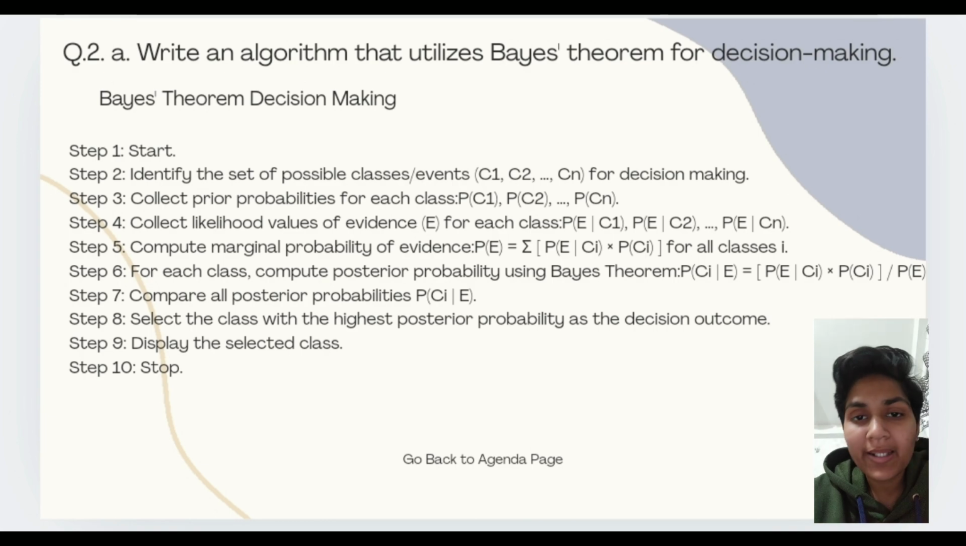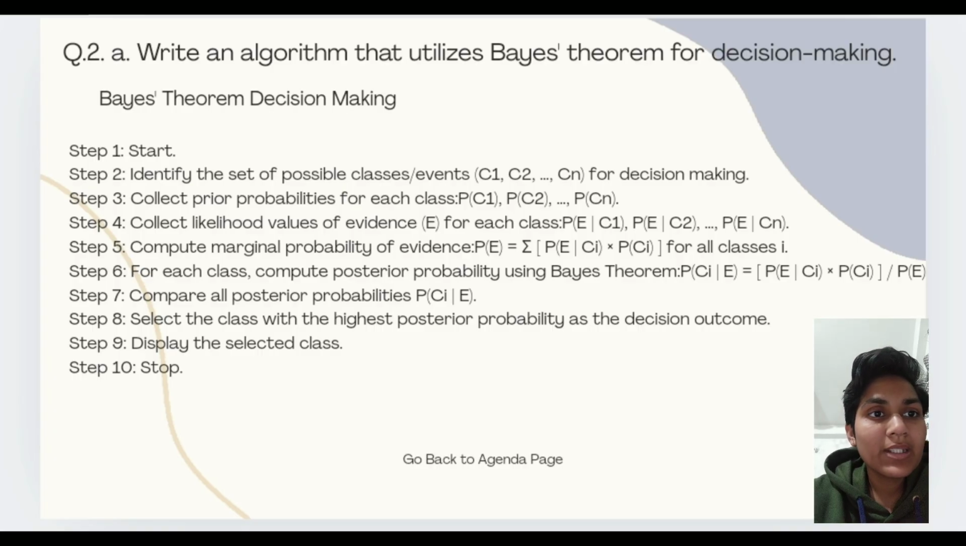Next, collect likelihood values of evidence E for each class: P of E given C1, probability of E given C2 to probability of E given Cn. Then compute marginal probability of evidence, P of E equals sigma P of E given Ci into P of Ci, for all classes till i.